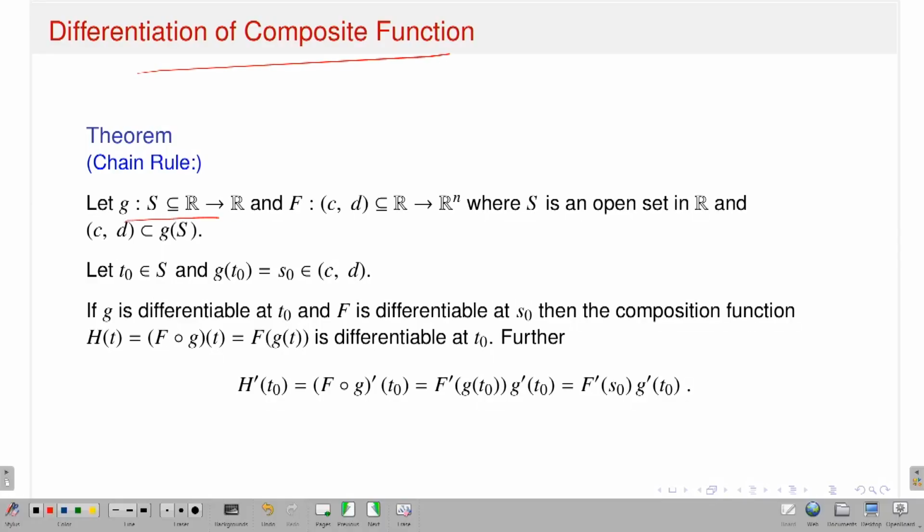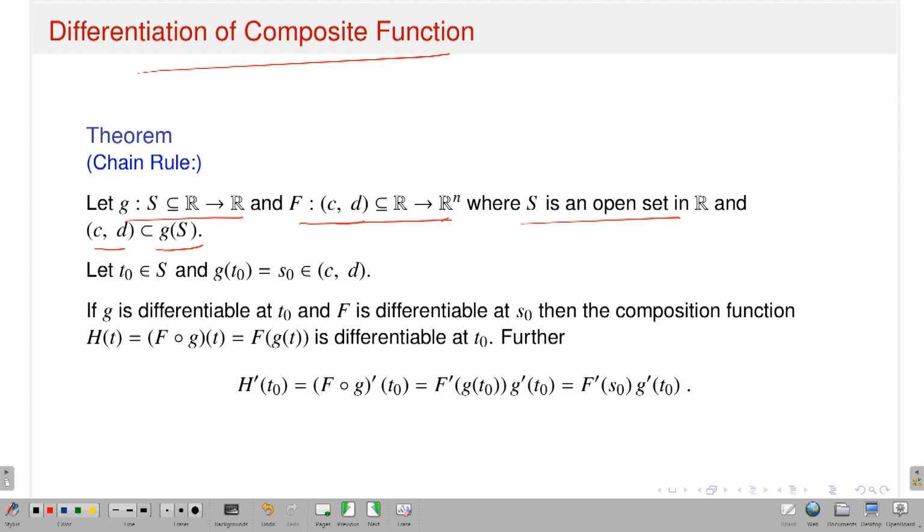So let G be a real valued function of a real variable from some subset S of R, and suppose you have a function capital F from some interval (c, d), a subset of R, to Rⁿ, where S is an open set, such that the open interval (c, d) is contained in the range of G.